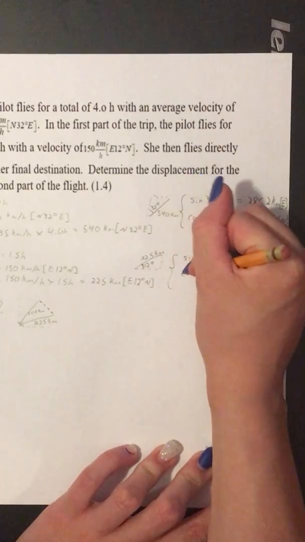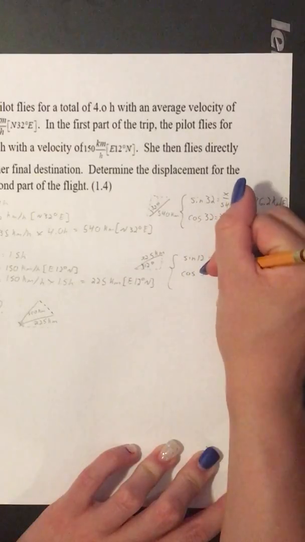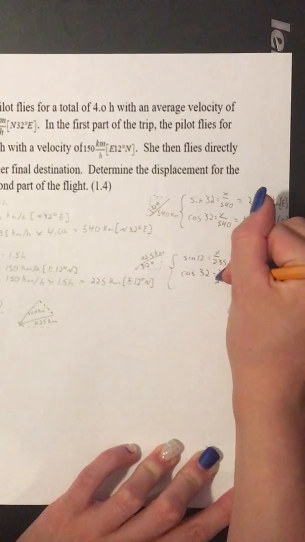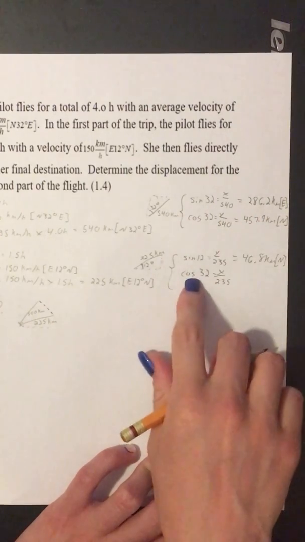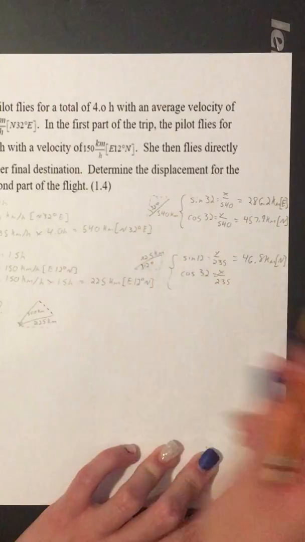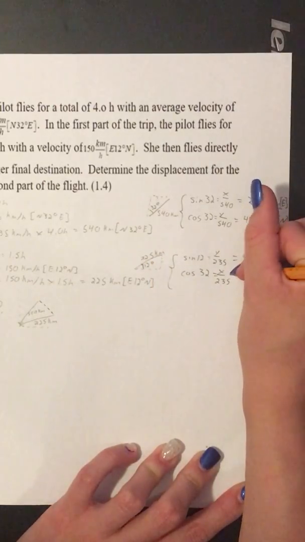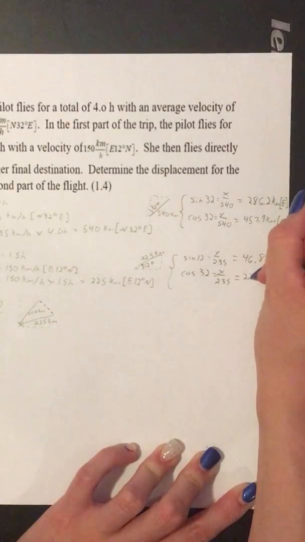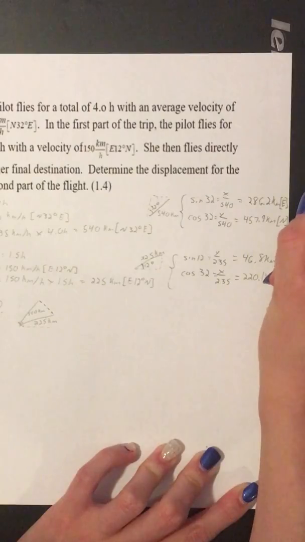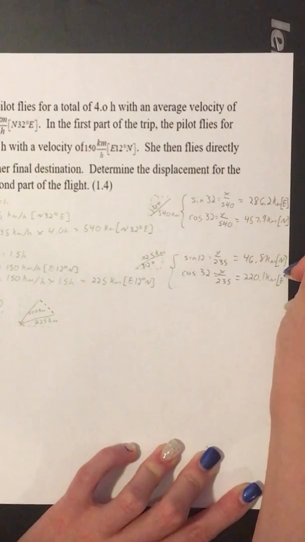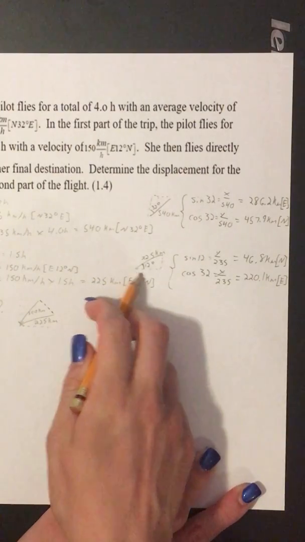Next we can do cos to solve for the x. Same equation again, but instead we use cos since it is adjacent over top of hypotenuse. And from this we get 220.1 kilometers, and this one is going east since it's going this way here.